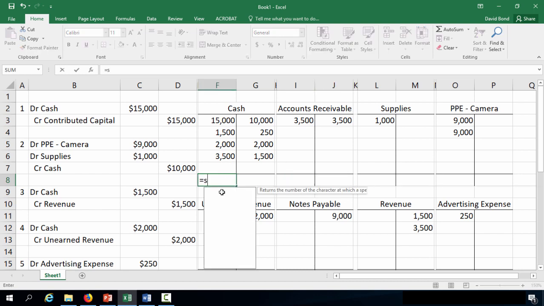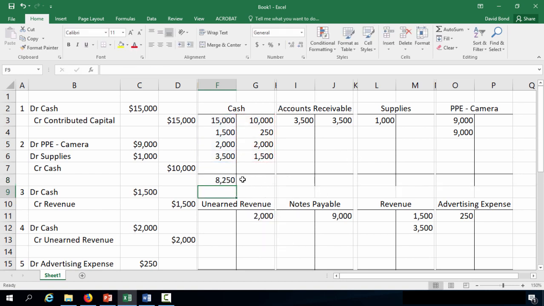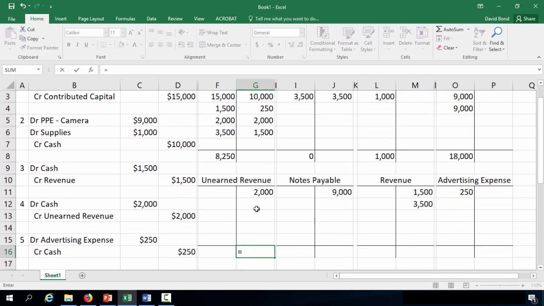So in the cash case, well, I already know this, but the left-hand side, the debit side, is larger than the credit side. And it's got a debit balance of 8,250. We can tell this is going to have a zero balance, quite obviously, and we'll just put it on the debit side because it's an asset. Supplies is 1,000. Camera is 18,000. Unearned revenue is 2,000 on the credit side. Note payable is 9,000 on the credit side.